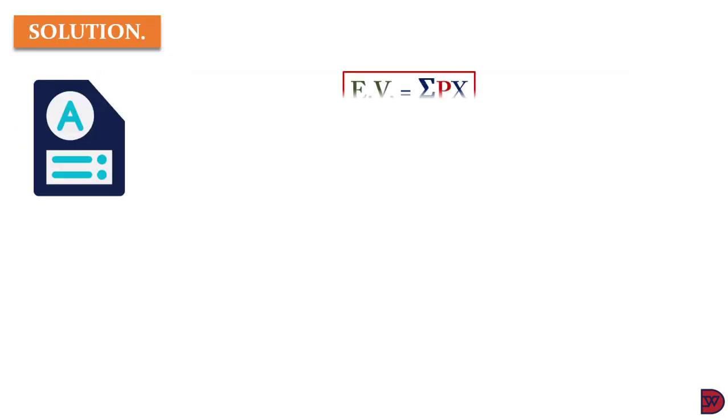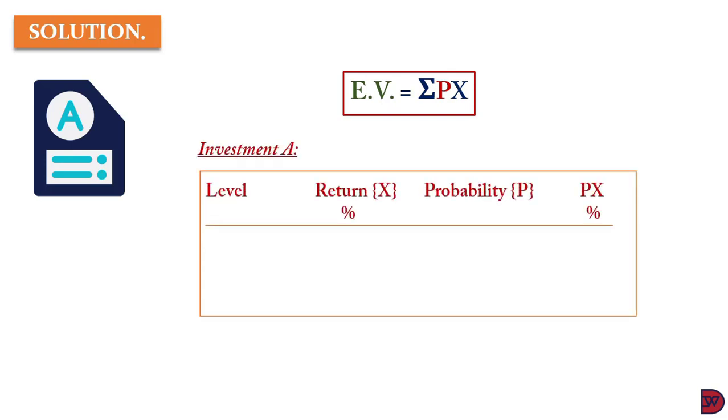So when we come to the solution, we state the expected value formula again, which is sigma PX, P being the probability, X being the outcome. The outcome here now will represent the returns on the investment. So for investment A, the profit, which is the level, it will give a return of 45%, which is the outcome. The probability of that occurring is 0.85. The product will give you 38.25%. For the loss, it is 20%, probability being 0.15, and a product of negative 3%.